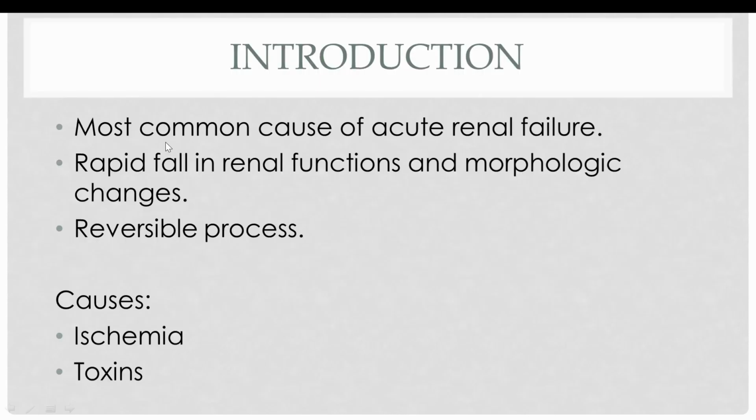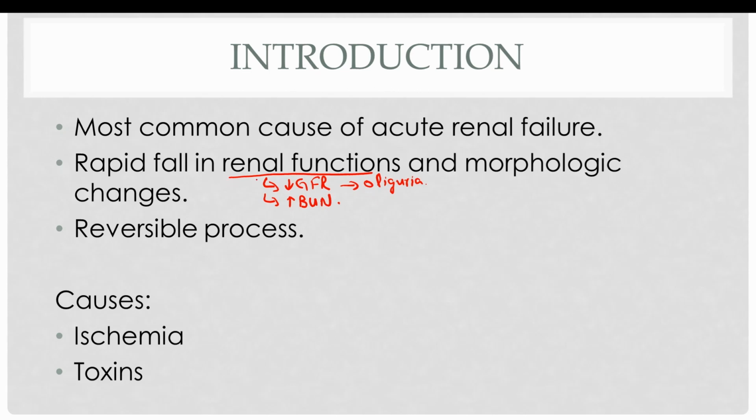So acute tubular injury is one of the most common causes of acute renal failure, which is characterized by the rapid fall in renal functions. So what does rapid fall in renal function mean? It means there is decreased glomerular filtration rate, resulting in decreased urinary output or oliguria. Moreover, there is decreased excretion of creatinine and urea, resulting in increased blood urea nitrogen.